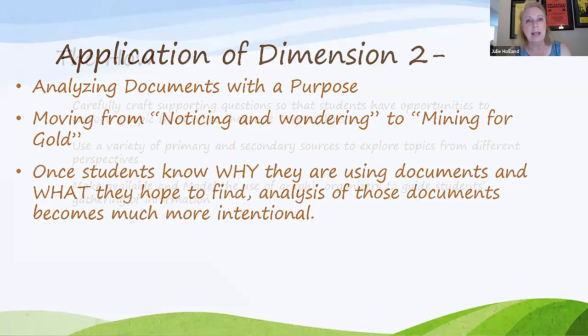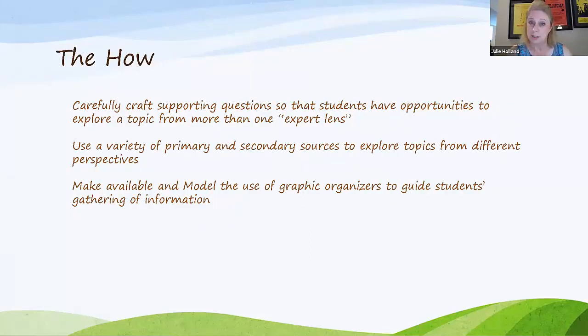So how do we do that? Again, carefully craft those supporting questions so that students have opportunities to explore a topic from more than just one expert lens. In that preview, we had to see more than just a historical version of why sugar supported slavery, right? We had to look at that from an economic lens, from a historical lens. So give them that opportunity to grow in different ways. Use a variety, again, that explore it from different perspectives. And finally, make available and model the use of graphic organizers to guide those students' gathering of information.